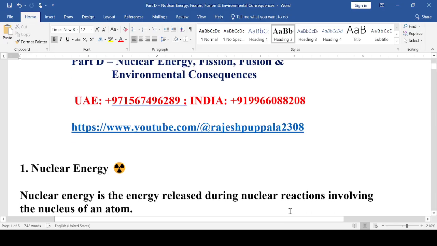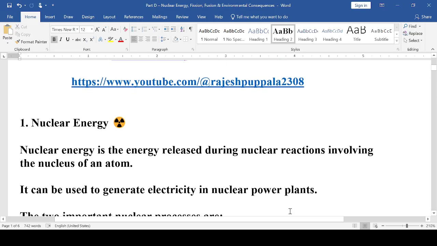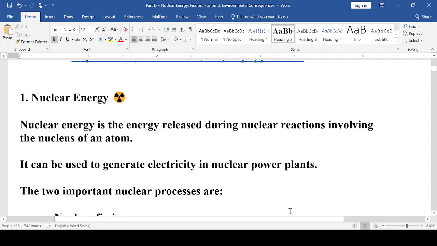So in this topic, we are going to discuss nuclear energy. Nuclear energy is the energy released during nuclear reactions involving the nucleus of an atom. We know that an atom comprises three atomic particles, neutron, electron and proton, and the center part of the atom is called the nucleus. Nuclear energy is released during nuclear reactions which involve the nucleus of an atom.